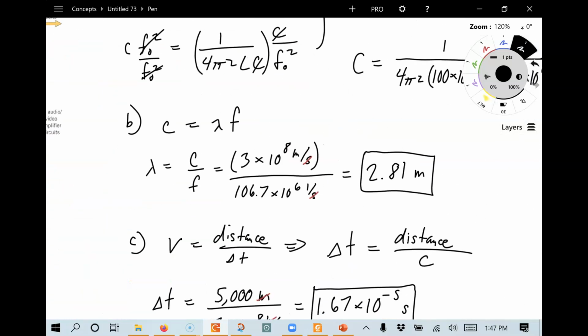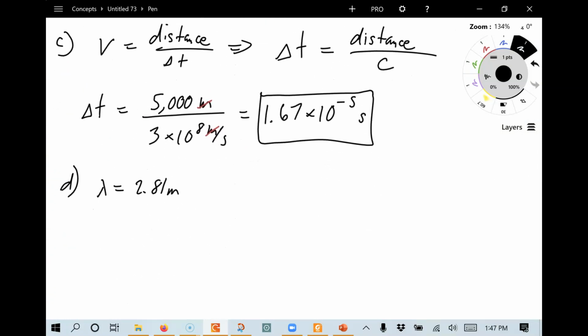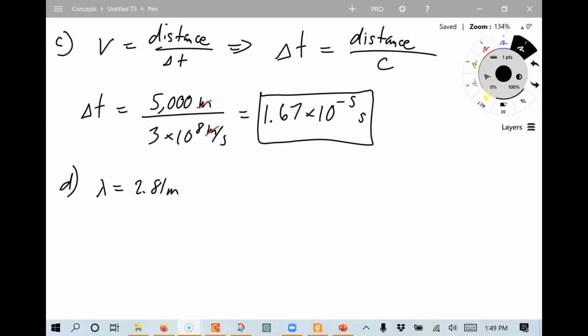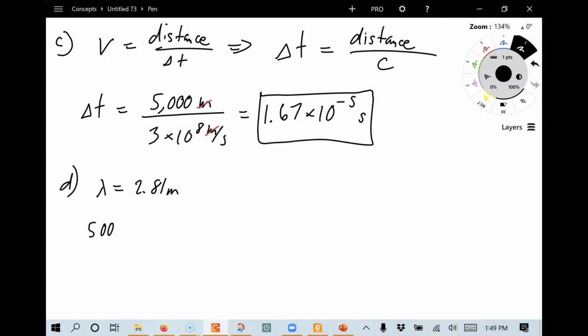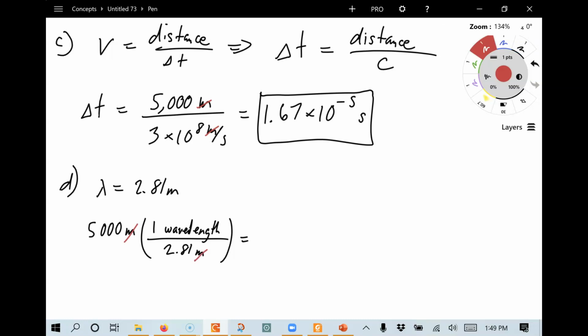Here we got 5 kilometers. How many wavelengths are going to fit into that spot? Well, let's go ahead and figure it out. Starting with 5 kilometers or 5,000 meters, we can go ahead and use the wavelength as a conversion factor. And essentially we say, okay, so one wavelength is equal to 2.81 meters. How many wavelengths are we going to get in 5,000 meters? Well, we just got to go ahead and do this little bit of math here.